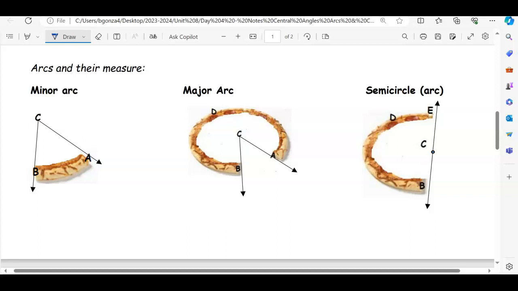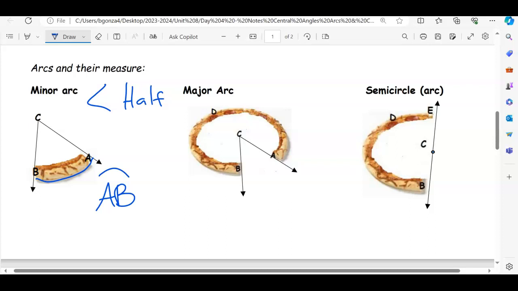Anyways, sorry. Now, the edge from A to B, that's a minor arc because it's less than half. Minor arc is less than half, and you name it with 2 letters, from A to B. Right?